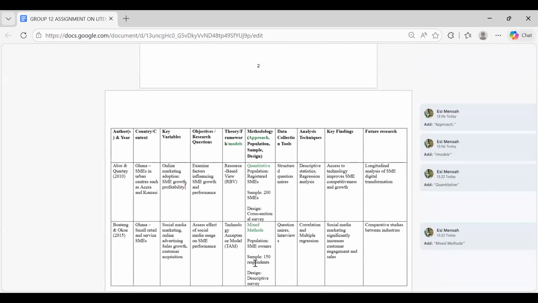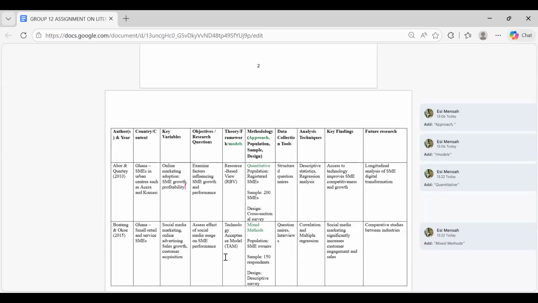So now, the way I've spoken right now, this sentence can end with all the respective authors and year as a reference for these studies. So for example, Abo and Corte 2010 clearly use quanti, sample size 200.